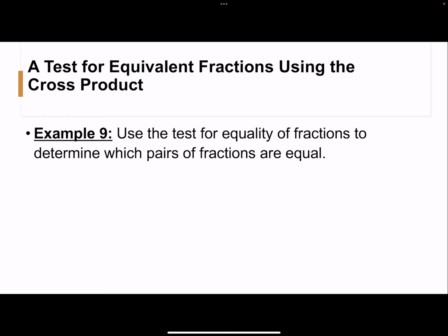Use the test for equality of fractions to determine which pairs of fractions are equal. So let's look at example 1. All I have to do is cross multiply. So if I multiply 105 times 14, I get 1470. And if I multiply 42 by 35, I get 1470. So yes, they are equivalent.